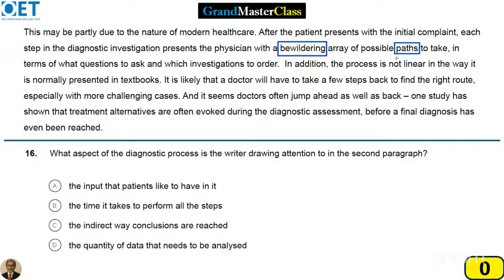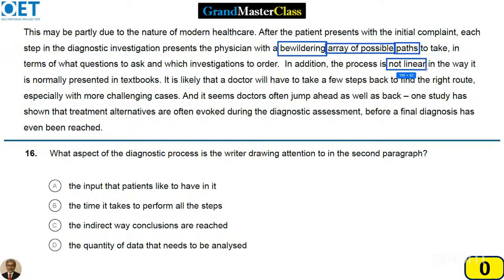It's not a straight method. It's not a direct way. Now, there is a bewildering array of possible paths. There are many possible ways to identify and diagnose, in terms of what questions to ask and which investigations to order. In addition, the process is not linear.